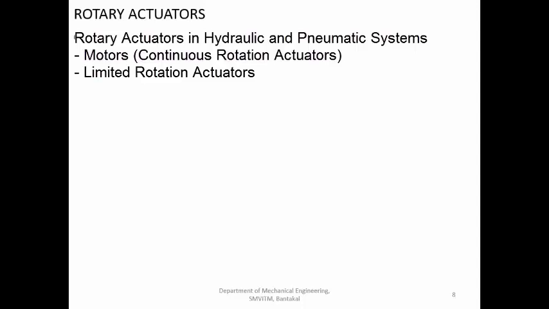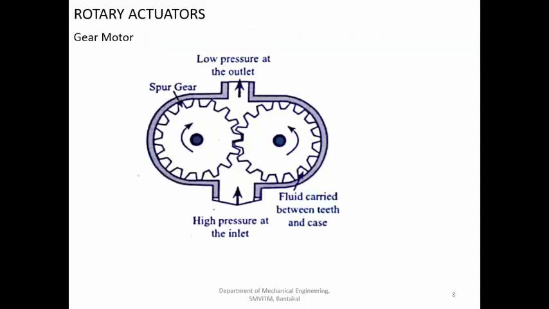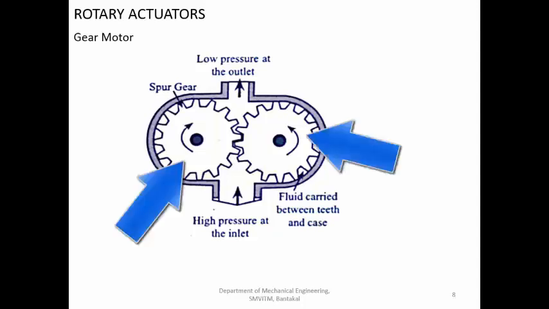Whenever you want only partial rotation, then they are specifically called limited rotation actuators, which means you have only partial rotation, maybe 270 degrees or 60 degrees or 90 degrees, depending on the requirement. Now, the first rotary actuator is the gear motor. As the name indicates, you have gears inside the motor and the gears generate the output. So you have two gears which are in mesh.